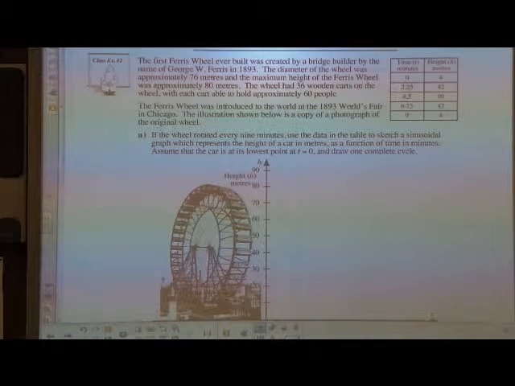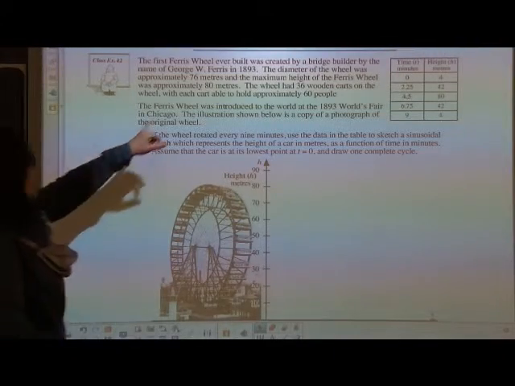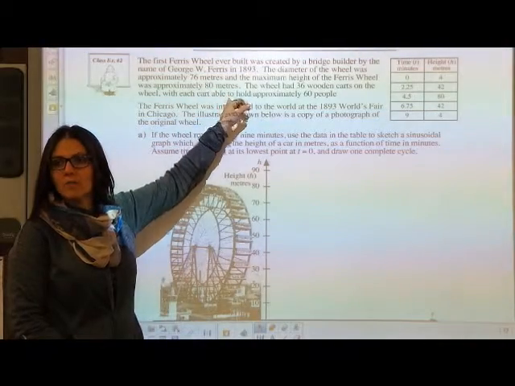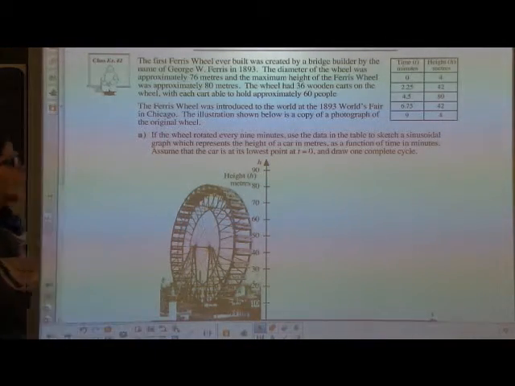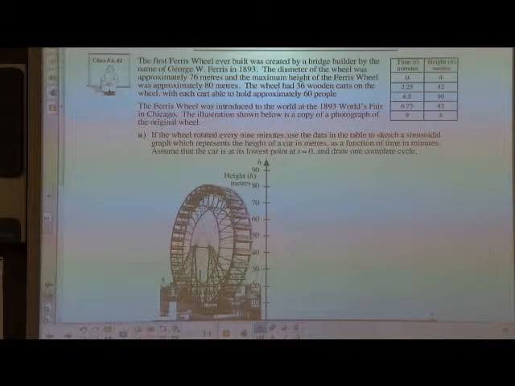Okay? The maximum height of the Ferris wheel was 80 meters, which meant it was how many meters above the ground? The bottom cart. 4 meters. The wheel had 36 carts on it, and each cart could hold 60 people. How many people could go on this, in theory? How many people could you put on this cart?